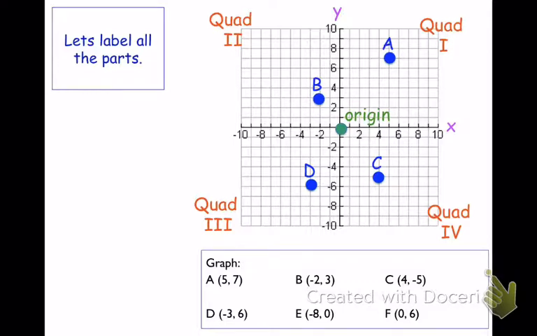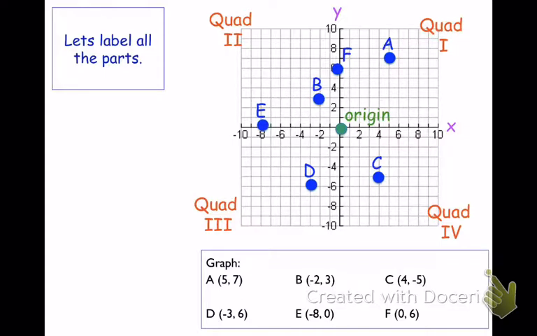E is negative 8 and 0, which means negative left, 0 stay on the axis. So be very careful with points like E and F. Negative 8 is in the position of the x-axis, so you only move sideways. Last one, F, 0 in the x direction, 6 in the y direction. So we're just going to go up 6 for this last point. Notice I'm labeling each point as I go through it.